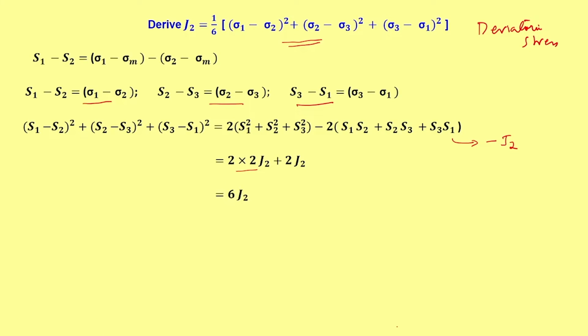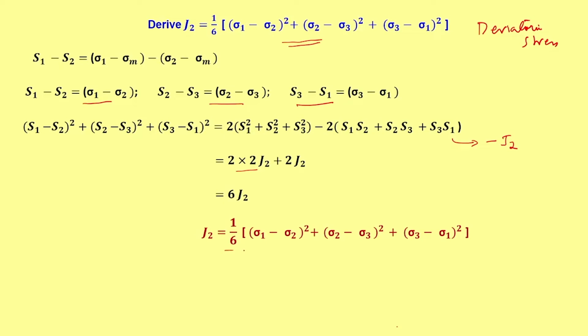So, 6 J2 is equal to, you can easily write, J2 is equal to 1 by 6, as 6 comes on the other side, S1 minus S2 is nothing but sigma 1 minus sigma 2. So, J2 is equal to 1 by 6 of sigma 1 minus sigma 2 the whole square plus sigma 2 minus sigma 3 the whole square plus sigma 3 minus sigma 1 the whole square. So, this comes from S1 minus S2 being equal to sigma 1 minus sigma 2.